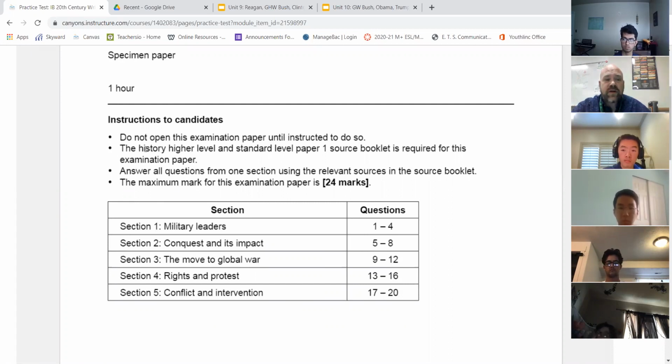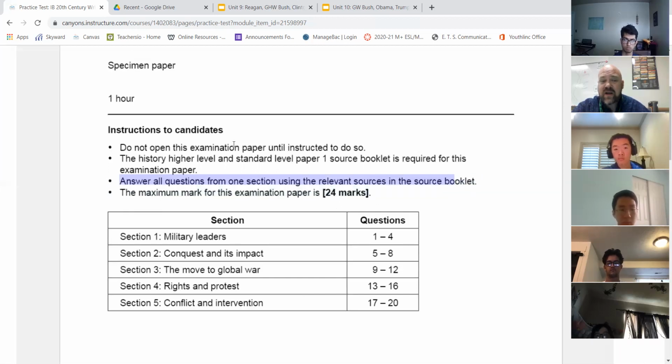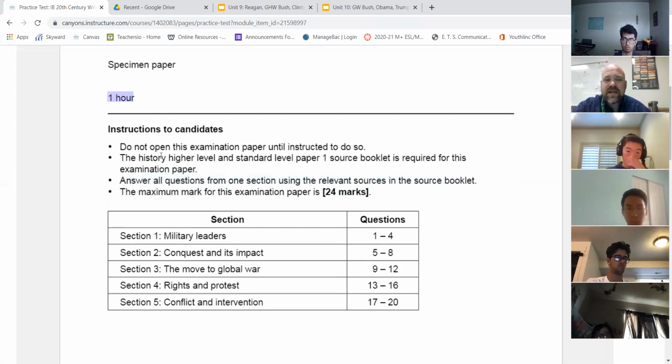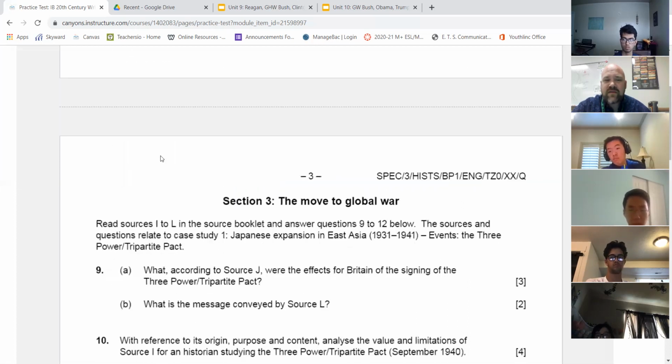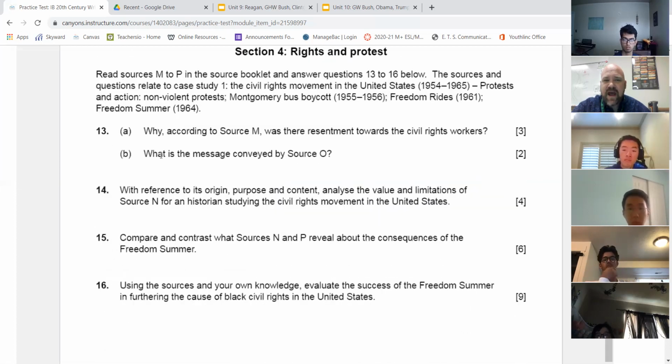But what you're gonna wanna do is answer all of the questions in one section, okay? Here's the trick. You have to time yourself. You only get an hour. This is why this one is a little bit tricky, because this is the short one, okay? You only get an hour, but if you look down here, I think you'll find that it's not that bad.